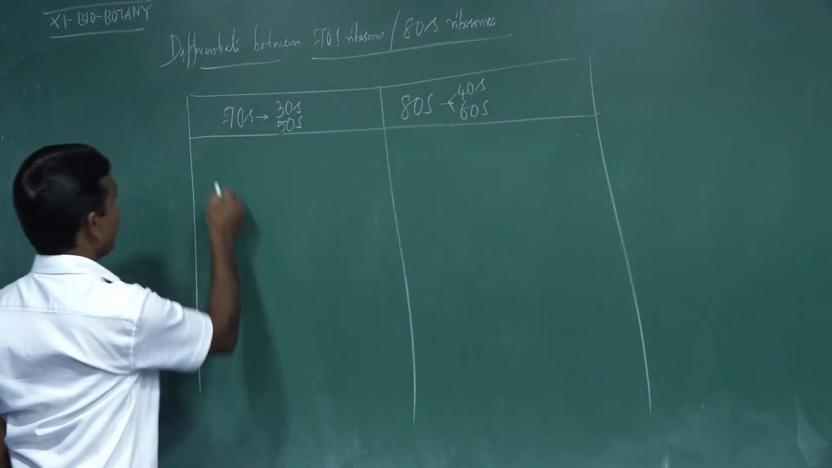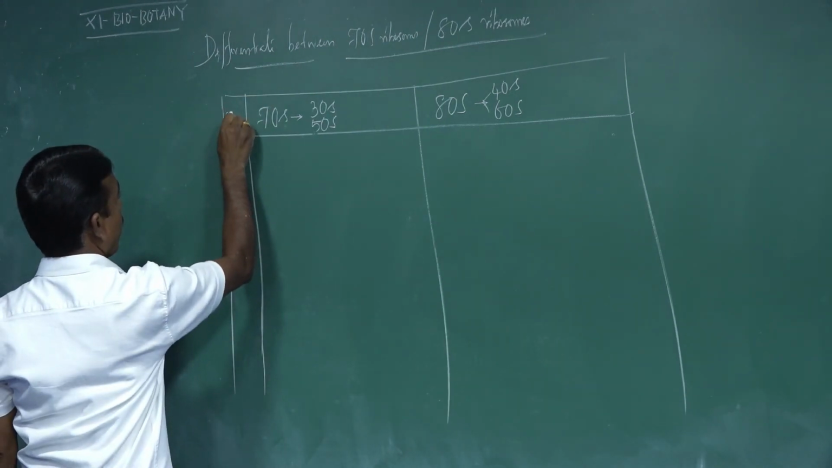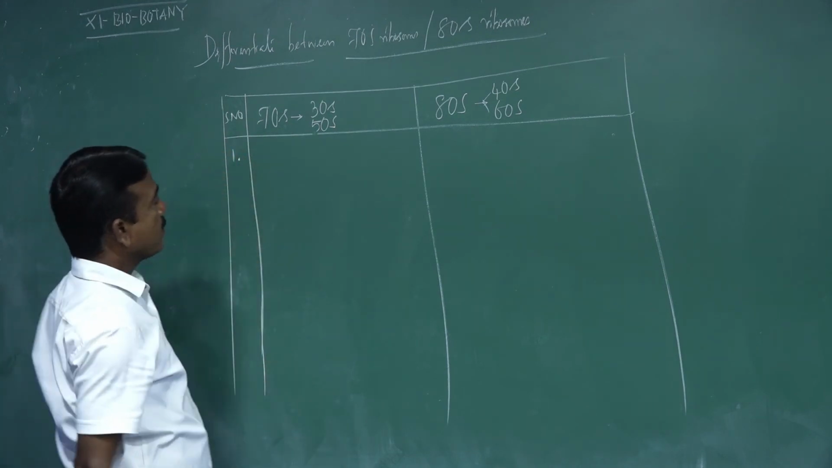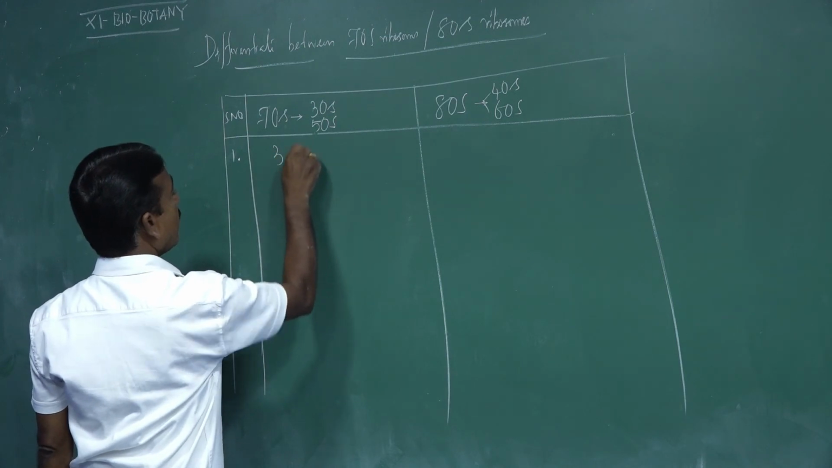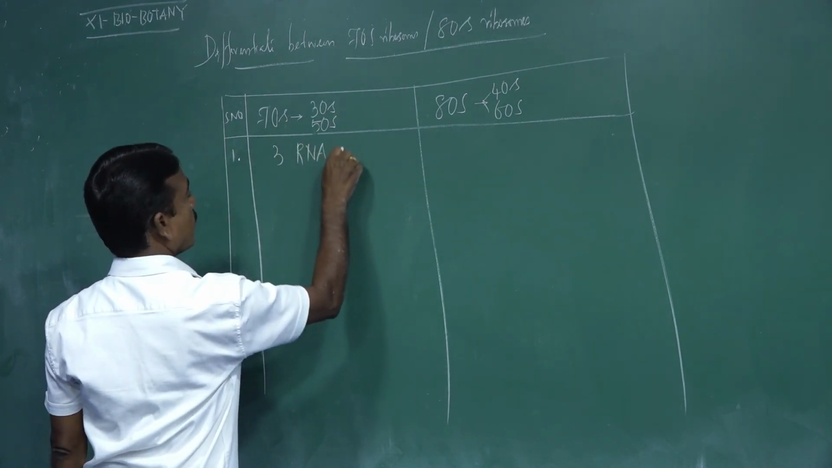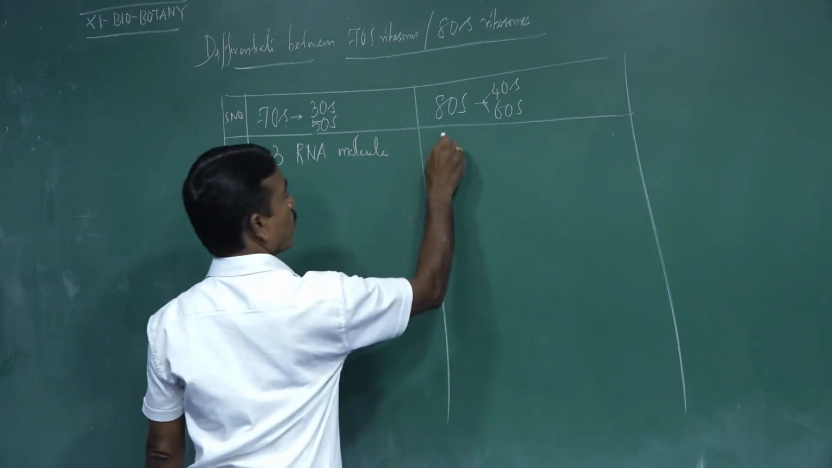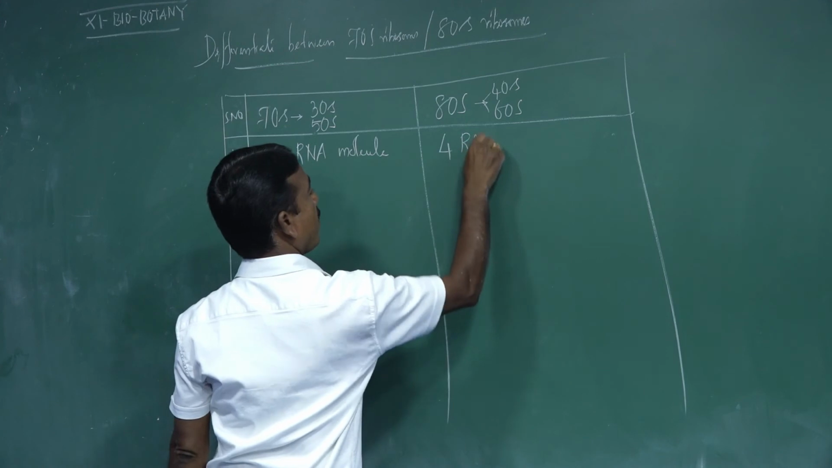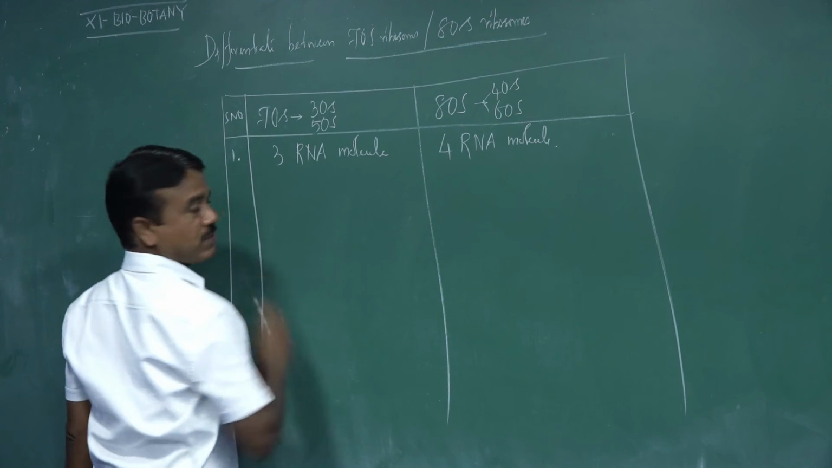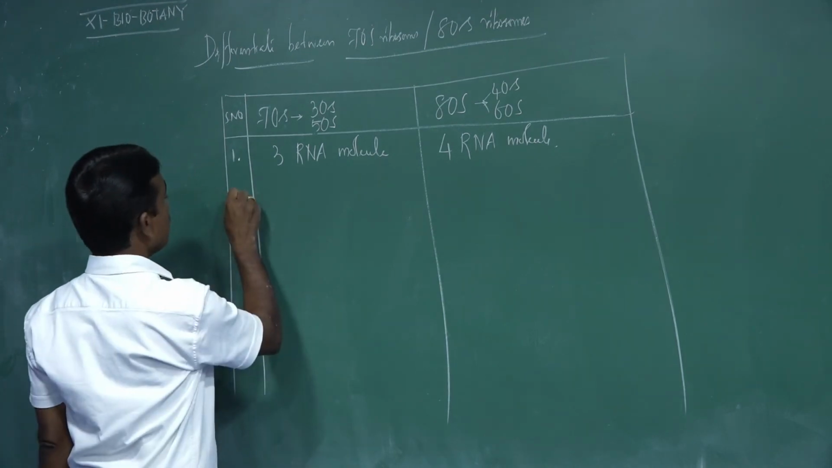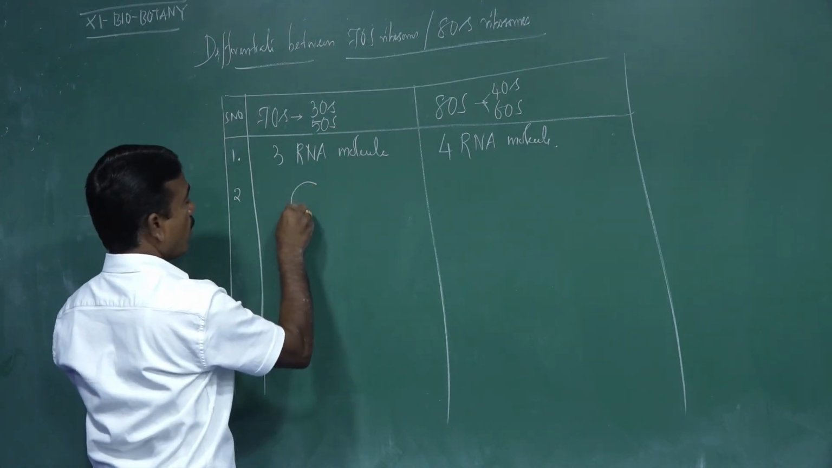Going to the first point, the 70S ribosome possesses 3 RNA molecules, but the 80S possesses 4 RNA molecules. These are the first definitions. Second, you know that they possess two subunits.